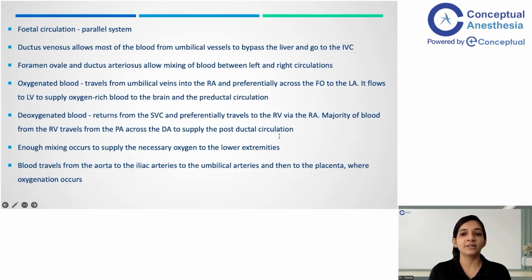Deoxygenated blood will return from the superior vena cava, and it preferentially travels to the right ventricle via the right atrium. Most of the blood from the right ventricle then goes from the pulmonary artery via the ductus arteriosus to supply the postductal circulation. Enough mixing occurs so as to supply necessary oxygen to the lower extremities, or your postductal circulation. Blood goes from the aorta to the iliac arteries and back to the umbilical arteries and placenta, where gas exchange occurs.